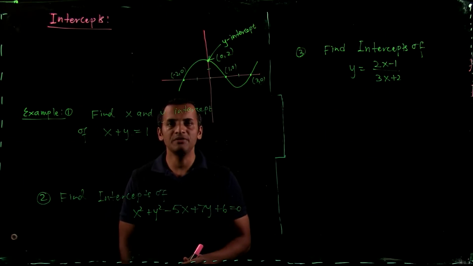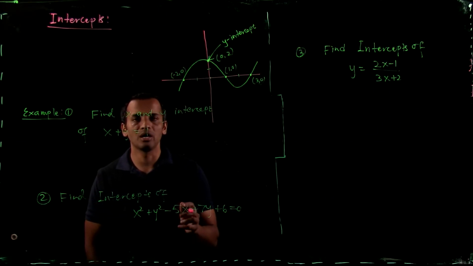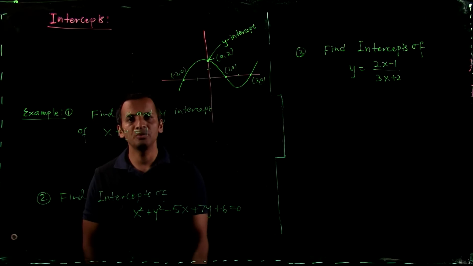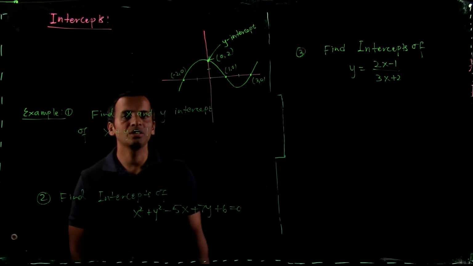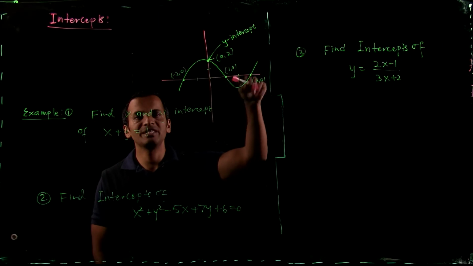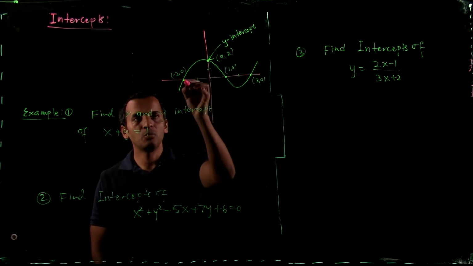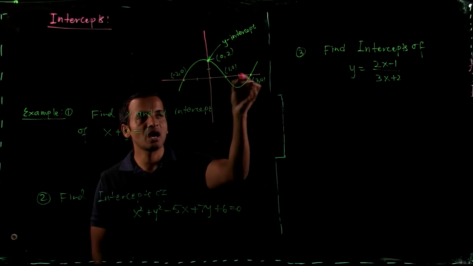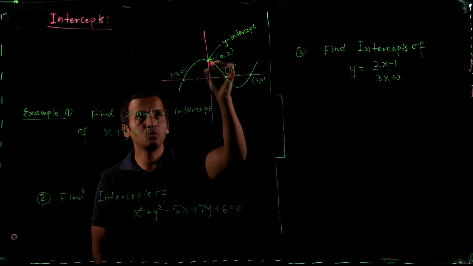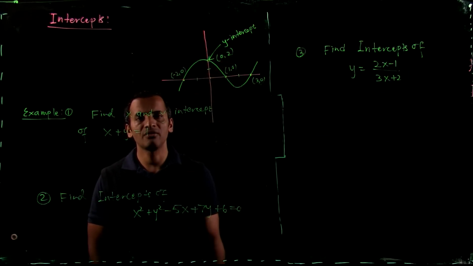Okay, in this video, I'm going to show you how we find the intercepts of a graph of a function. First of all, what do we mean by intercepts? Intercepts are the points where the graph of a function meets the x-axis and y-axis. The points where it meets the x-axis are called x-intercepts, and the point where the graph of a function or equation meets the y-axis is called the y-intercept.